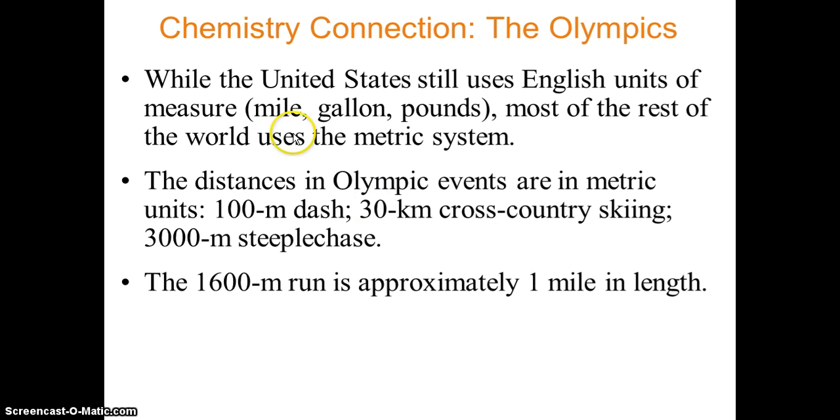While the United States still uses English units of measurement, miles, gallons, pounds, most of the rest of the world uses the metric system. The distances in Olympic events are in metric units: 100 meter dash, 30 kilometer cross-country skiing, 3000 meter steeplechase, and the 1600 meter run is approximately 1 mile in length.